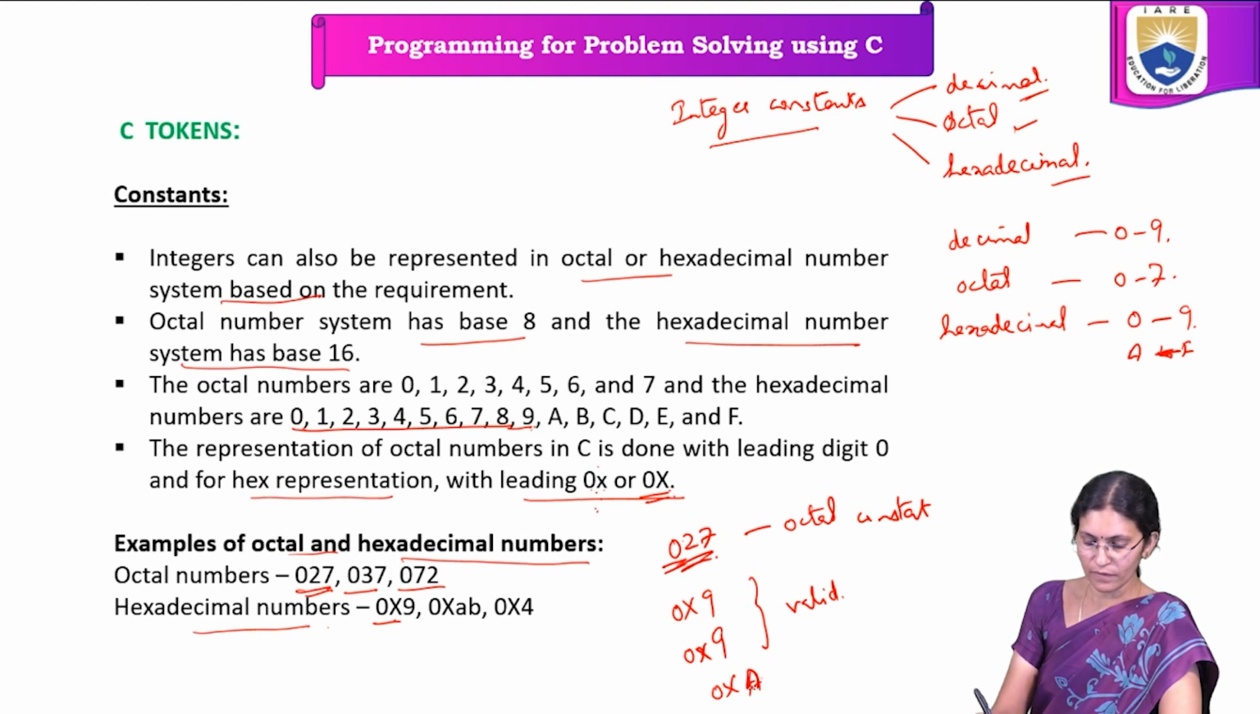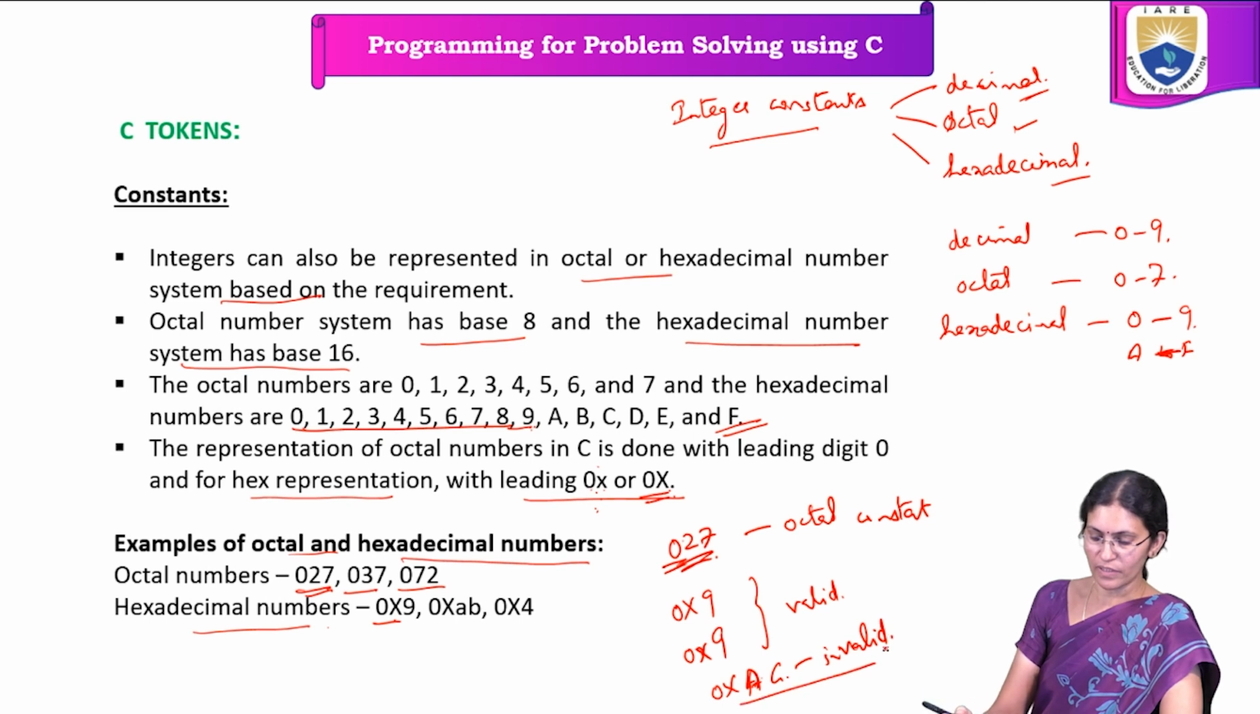Suppose we have A, G. So this is invalid. Why? Because we don't have G in hexadecimal digits. So this is an invalid representation of a hexadecimal number in C.